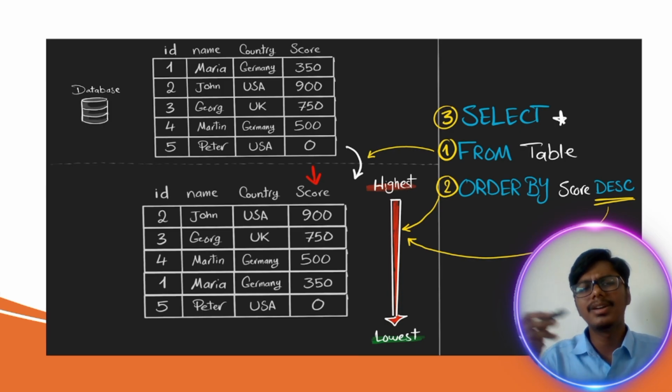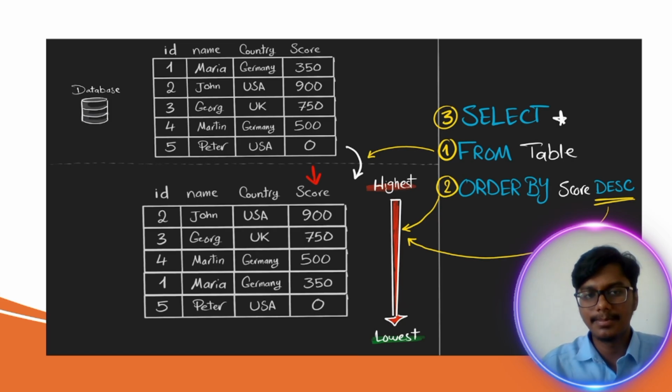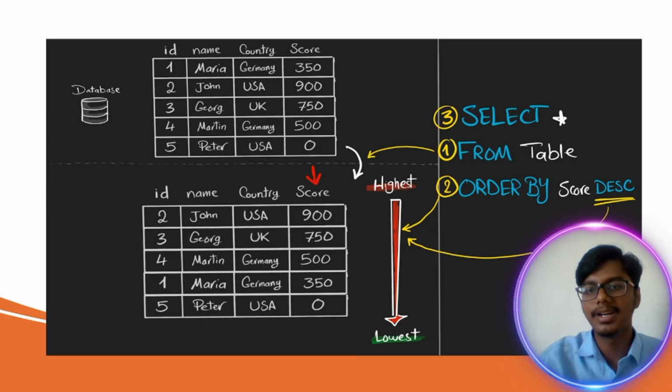Now I don't want the data in chronological order, like John comes first, George comes first. I don't want that. We want to control the ascending and descending order also. That's the command ORDER BY.